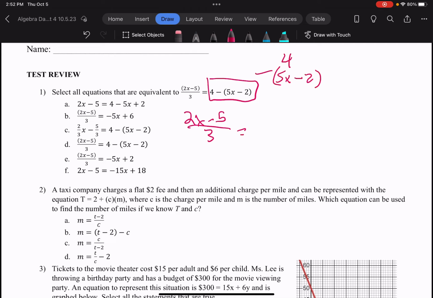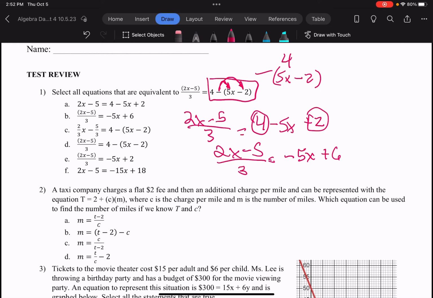And so this minus is outside of the parentheses, which means we need to distribute. So this becomes 4 minus 5x, and then a negative times negative 2 is plus 2. Therefore, our new answer is 2x minus 5 over 3 equals 4 plus 2 is 6, so negative 5x plus 6. So you know that's one thing that I'm looking for as I look at this.